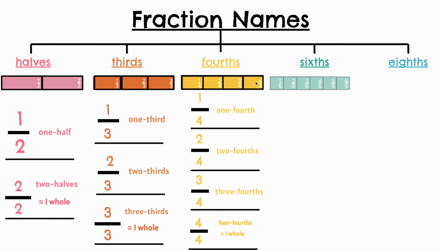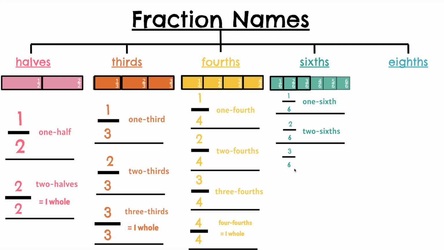Sixths. A whole with 1, 2, 3, 4, 5, 6 equal parts. This one is worth 1/6. If we have 2 of them, we have 1/6 plus another sixth. That would give us 2/6. And if we have another sixth, we have 1/6 plus 1/6 plus 1/6, which is 3 of the 6. So 3/6. If we have 4 parts out of the 6 parts, we can say we have 4/6 of them.